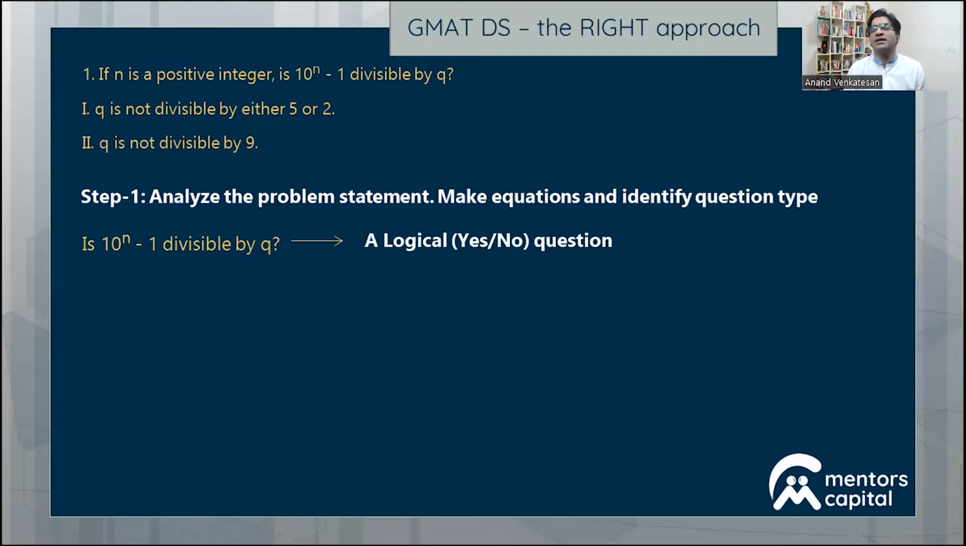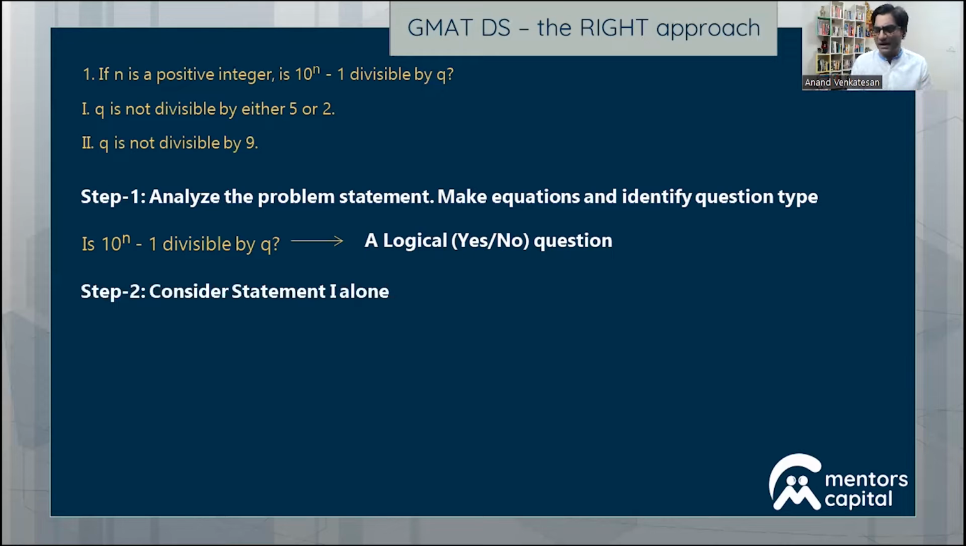It's a question that can be answered with a yes or a no, right? Is A divisible by B? Yes, it is. Or no, it isn't. And the thing about a logical question in data sufficiency is that a statement is deemed sufficient if it is consistently so. If it consistently gives you one of these answers, yes or no. Right. But more on that later.